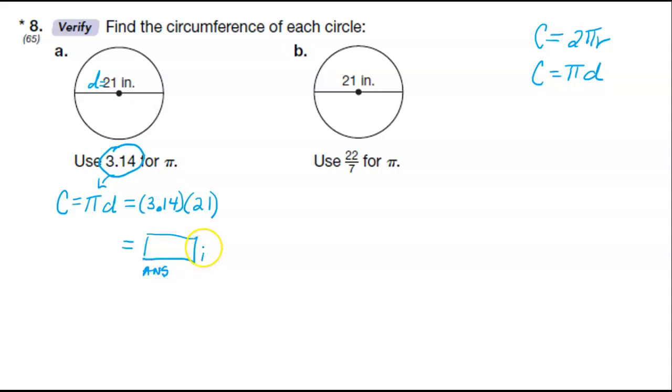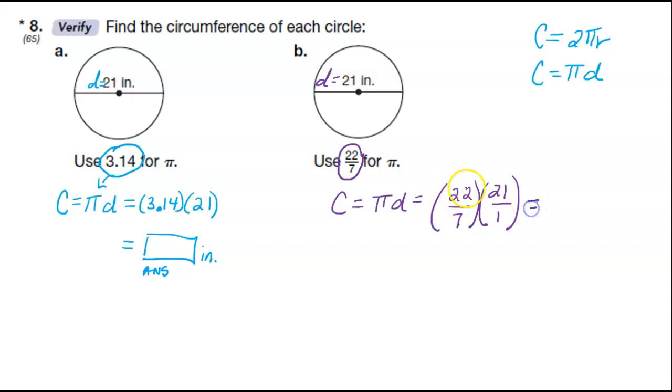Answer in inches. Let me change colors here. Okay, so here I also have the diameter, but I'm using a different number for pi. So I'm going to use pi d. So that's 22 over 7 times my diameter, which is 21. I'm going to put that over 1. You're going to multiply across the top and multiply across the bottom to get your answer, which you will need to probably reduce. Let me know if you have questions.